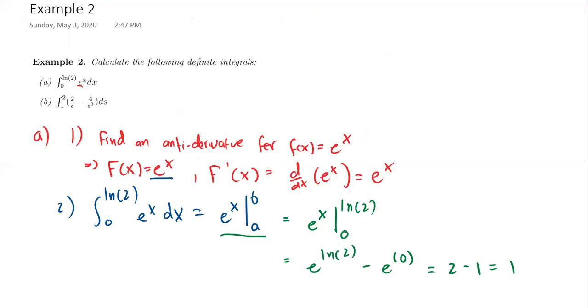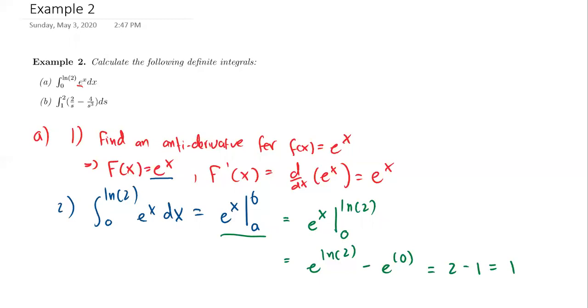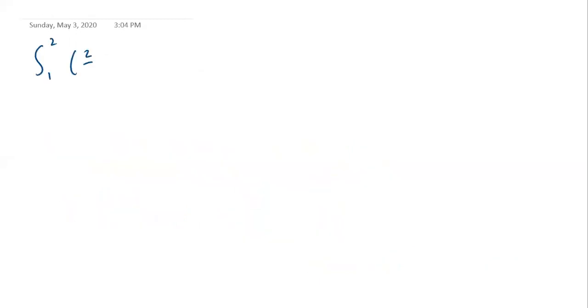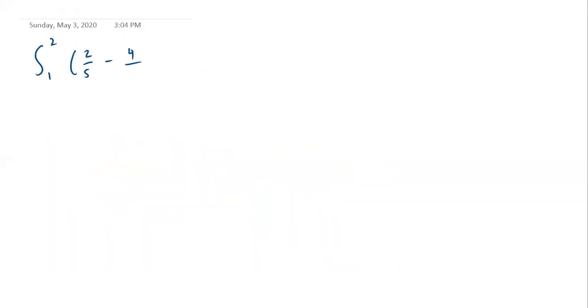Okay. Now let's do this other example, part B. Now we're trying to find the definite integral on the interval 1 to 2. The definite integral from 1 to 2 of what is the function in this case? It's 2 over s minus 4 over s cubed ds. Remember that whatever variable is after the d has to match the variable of your function, which in this case is s.